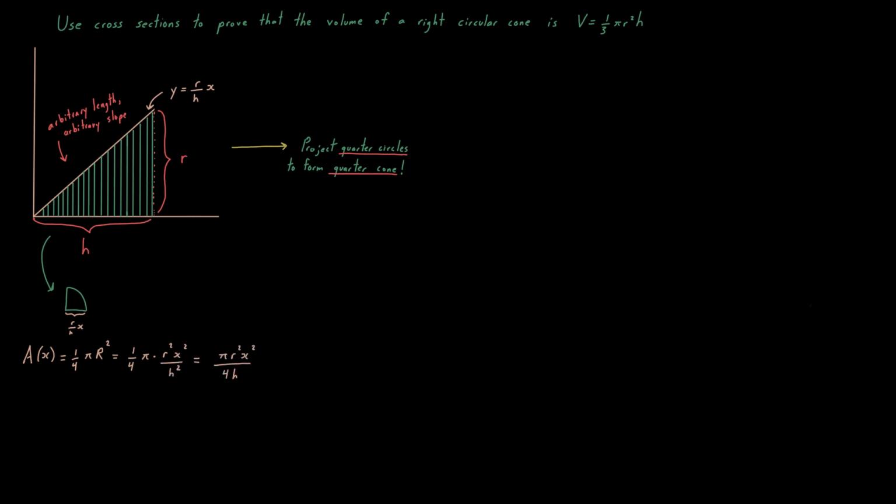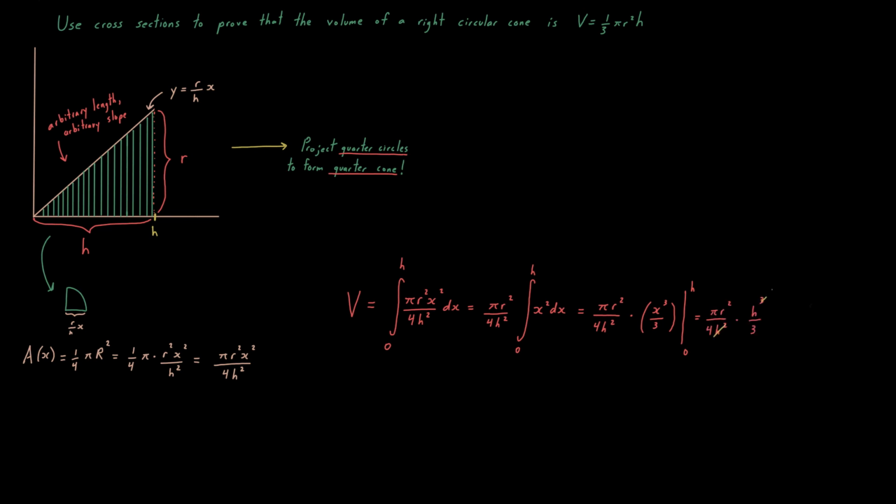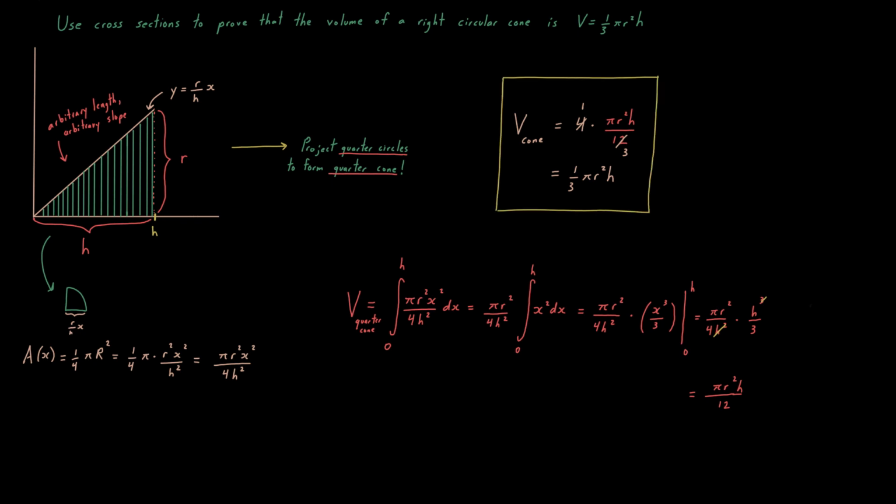So, I am going to square the radius. In this case, the radius is rx over h. So I get a nice equation down there, which I'm going to throw into my volume expression just like before. And we get pi r squared h over 12. Again, the same formula we used to prove the volume of a sphere, the same formula we used in the first problem. There's my volume of a quarter cone. I multiply him by 4 and voila, I get the volume of a cone in a different way.